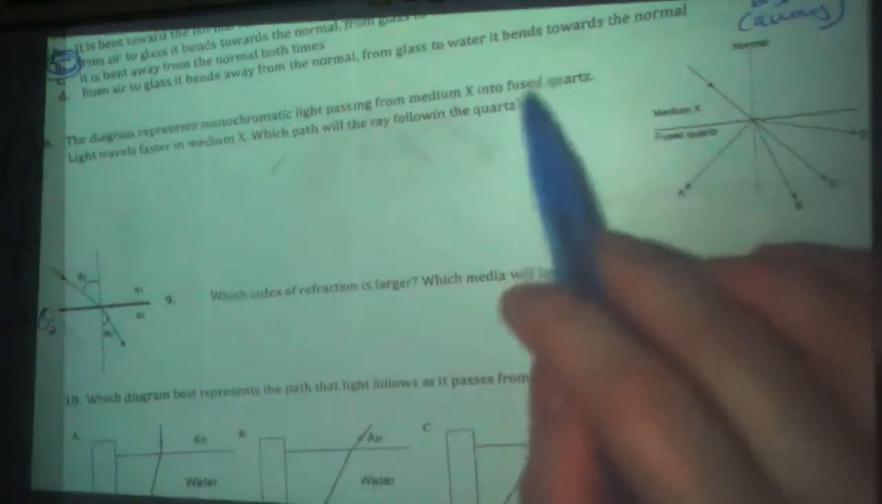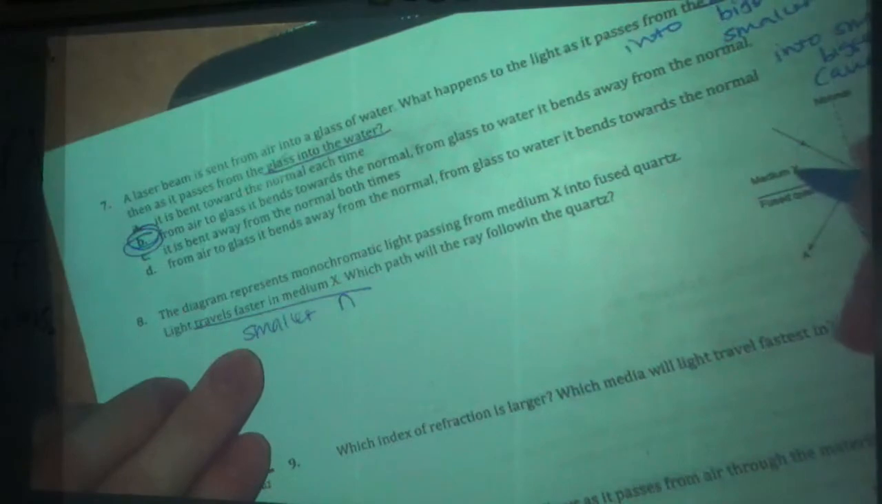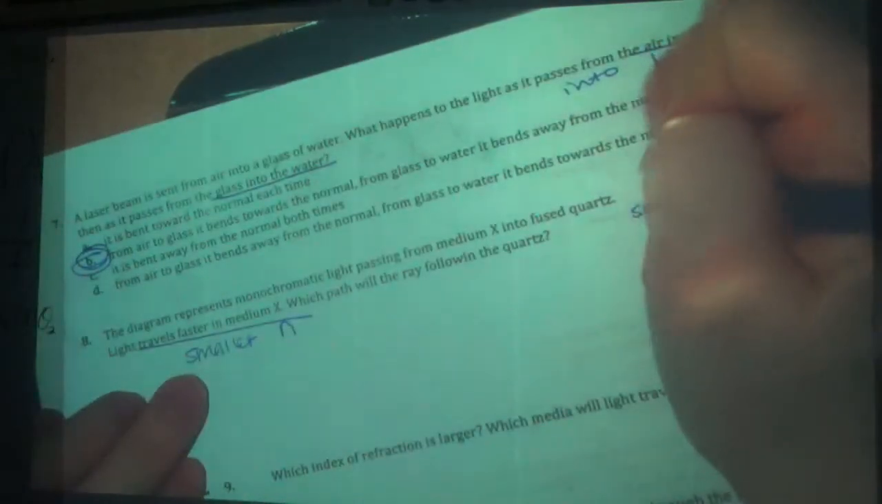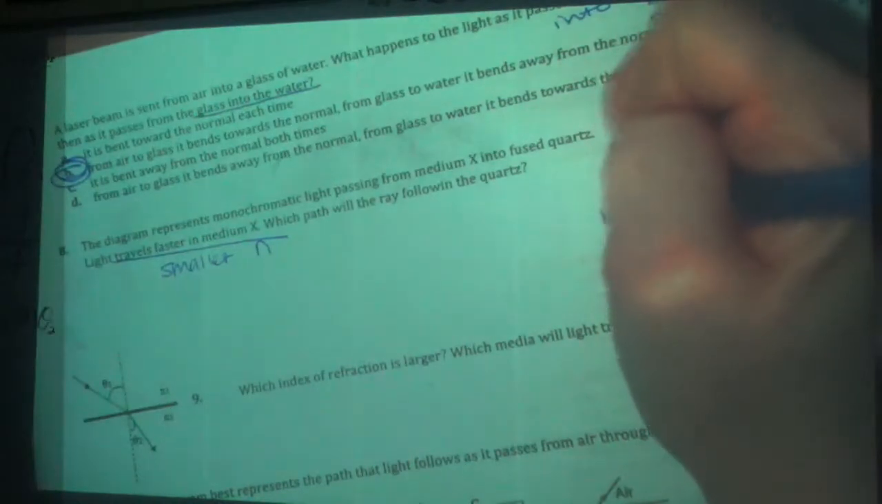We have light coming into medium X, or from medium X into fused quartz. Light travels faster in medium X. So traveling faster means a smaller n, because it's less dense. So medium X has a smaller n. So let's go ahead and write this. That means that fused quartz has a bigger n.